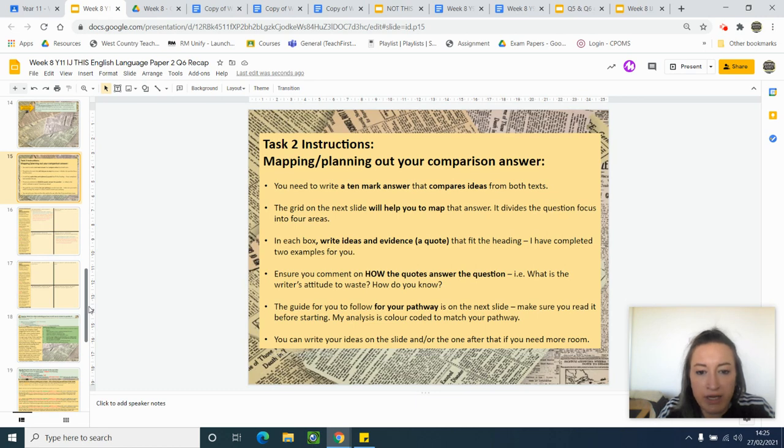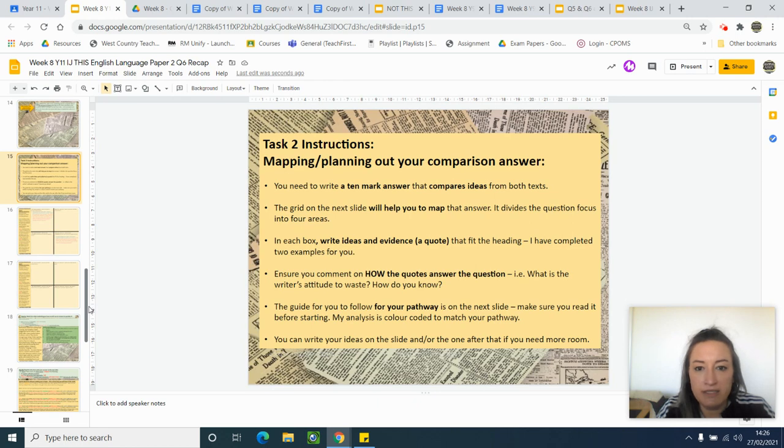In each box, write ideas and evidence, a quote, that fit the heading. I've completed 2 examples for you, and I'll go through those in a second. Ensure that in your comment you comment on how the quote answers the question. You must say what the writer's attitude to waste is, but also explain how you know that through either the content or the language. The guide for you to follow for your pathways is on the next slide, so you need to read that before starting, and I will go over that for you in a second as well. And my analysis is color-coded to your pathway, and I will explain that in a second as well.